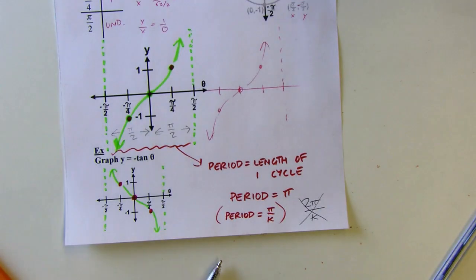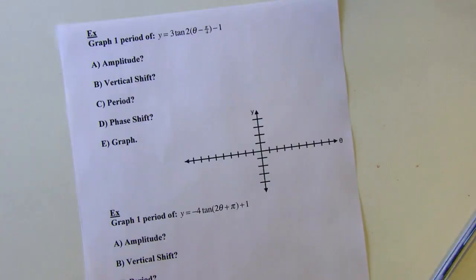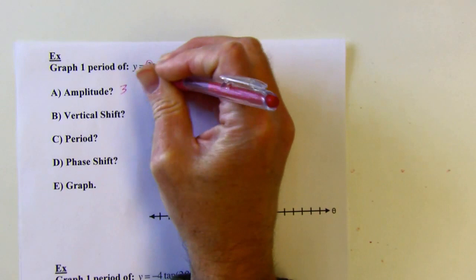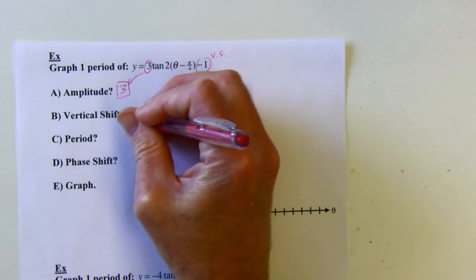Okay, so let's try graphing some tangent equations. So this process is very, very similar to graphing sine and cosine. Two big differences are just what the parent graph looks like, and then also the period. So the base period is pi, not 2 pi. Okay, so anyway, here we've got this equation. So the amplitude is 3, right? That's just right there. So there's my amplitude, okay? Vertical shift is right here. This is my vertical shift. So -1 or down 1.